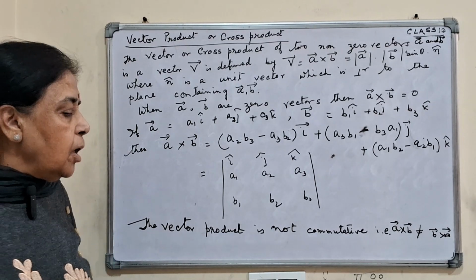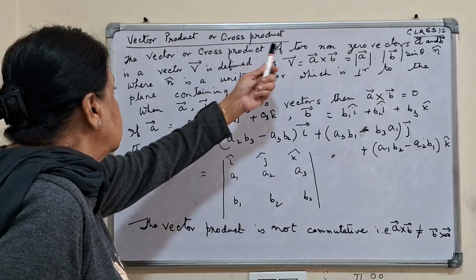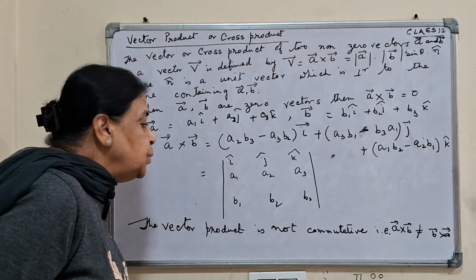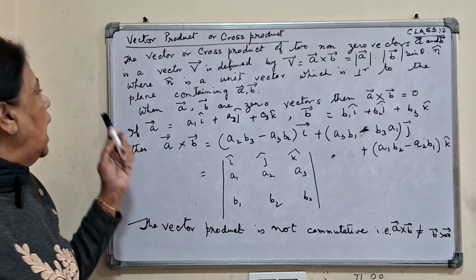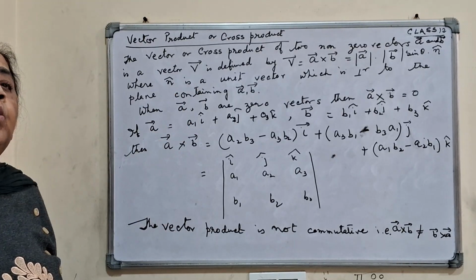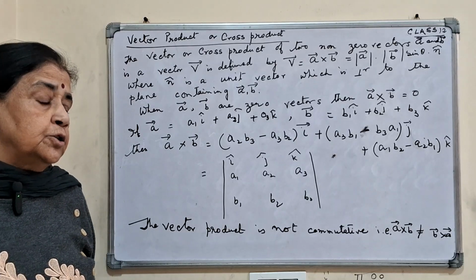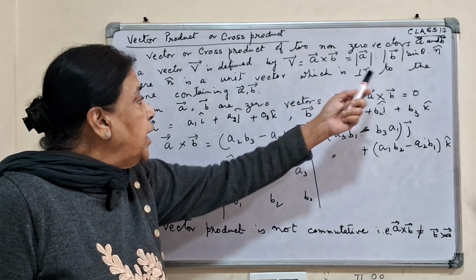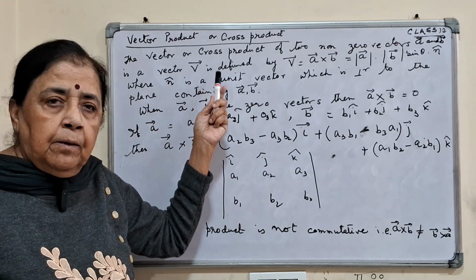Vector product or cross product, we can see. We have done the dot product A dot B earlier, and now the vector or cross product of two non-zero vectors. Non-zero vectors means the vector is not zero. With non-zero vectors A and B, it is a vector V.